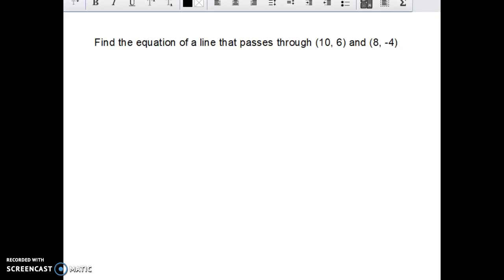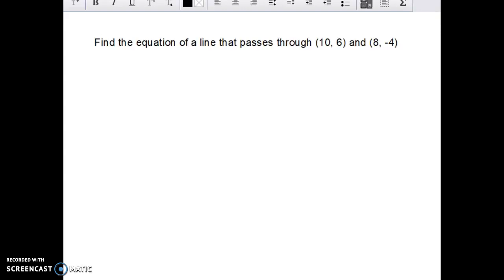We have to find the equation of a line that passes through these 2 points, (10, 6) and (8, -4). As you know, lines go on for eternity in either direction, so it's going to pass through infinitely many points. But the only fact that we know is that it passes through these 2 particular points in addition to infinitely many points. So we're going to begin.